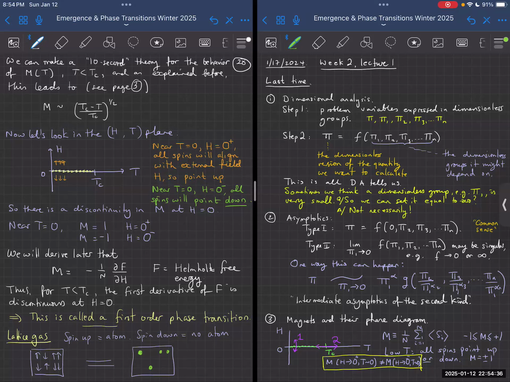And I told you, without showing you why, but we'll see that in this course, that everything we're talking about in this course to do with emergence and phase transitions, all of these phase transition problems, are examples of intermediate asymptotics of the second kind. And then lastly, to recap, we've seen that the phase diagram of magnets has a second order phase transition, a continuous phase transition as I go below Tc, and a first order transition as I go from H being negative to H being positive, as shown over here.